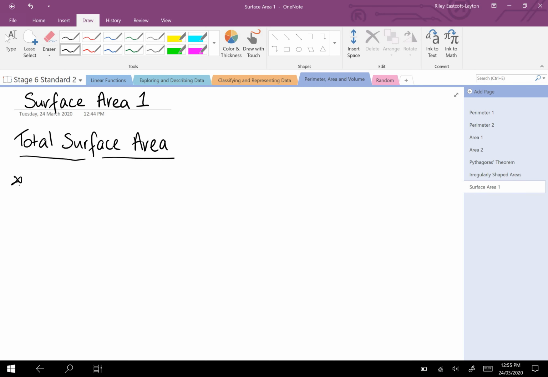Now, if we want to get technical, the total surface area of a three-dimensional object is the total area of all of the outside faces or sides. So I'm just going to jot that down as a dot point.